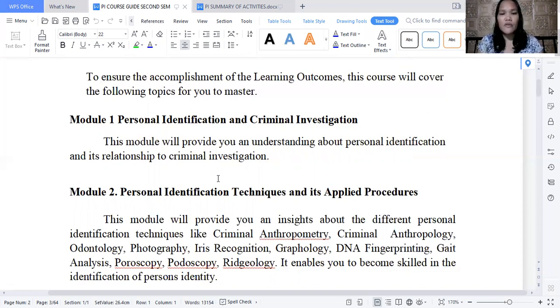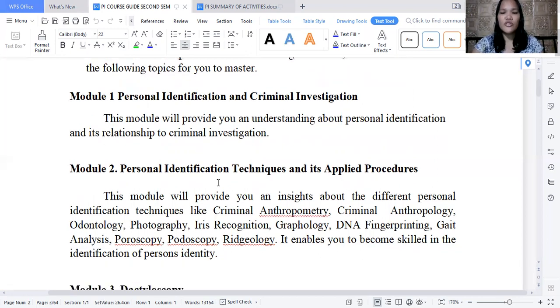Examples of these are criminal anthropometry, criminal anthropology, odontology, photography, iris recognition, graphology, DNA fingerprinting, gait analysis, horoscopy, podoscopy, radiology. It enables you to become skilled in the identification of persons. All of these things will be covered. Can you see now the coverage? It's very wide, isn't it? But this is now the challenge for you to widen your knowledge in terms of personal identification techniques.